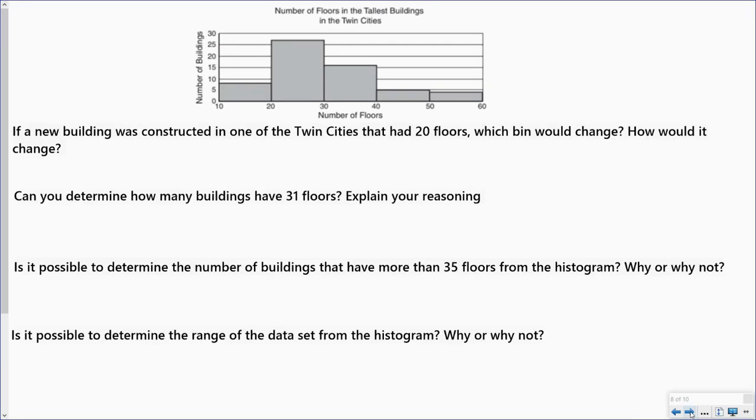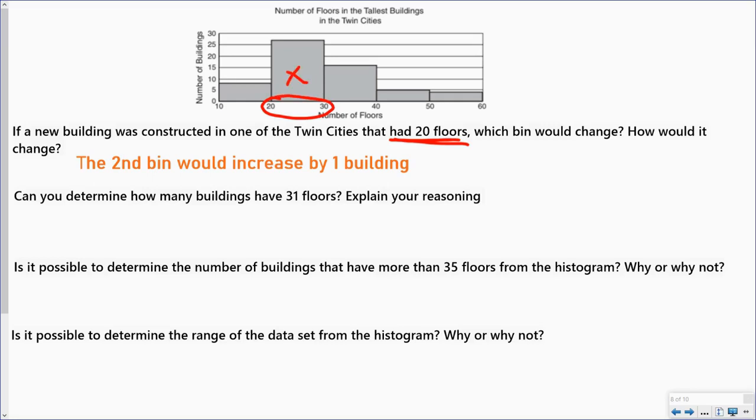Still working with the same histogram, let's take a look at these questions. If a new building was constructed in one of the Twin Cities that had 20 floors, which bin would change? And how would it change? So the second bin is going to increase by 1 building because it says had 20 floors, and the range that has 20 floors in it is this right here. And so we're looking at that bin. And how would it change? It's going to increase by 1. So instead of 26, it would go up 1 to 27.